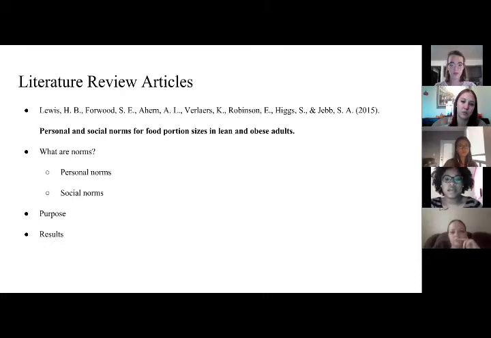Men had significantly larger personal norms and smaller social norms compared with women, and they also had significantly larger personal norms compared with social norms. But for women, there was no significant difference between the norms. For those with higher dietary restraint, personal norms were significantly smaller compared with those with larger restraint. And then those with larger restraint had significantly larger personal norms than social norms.